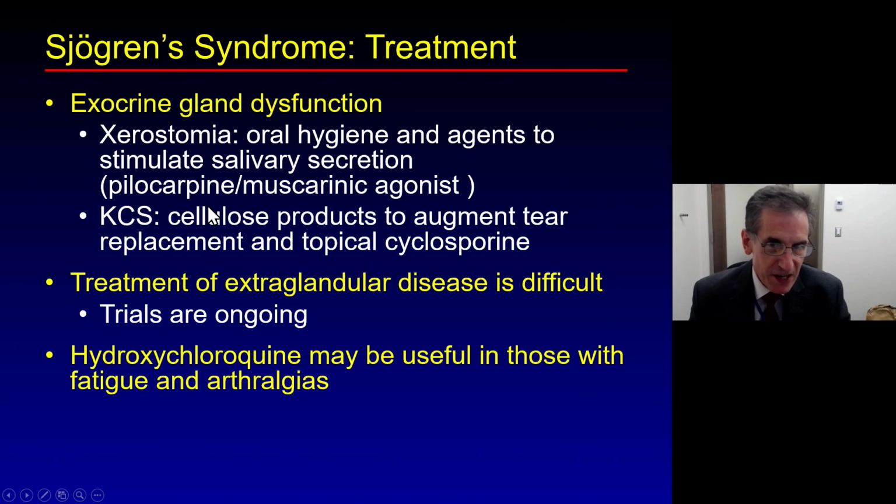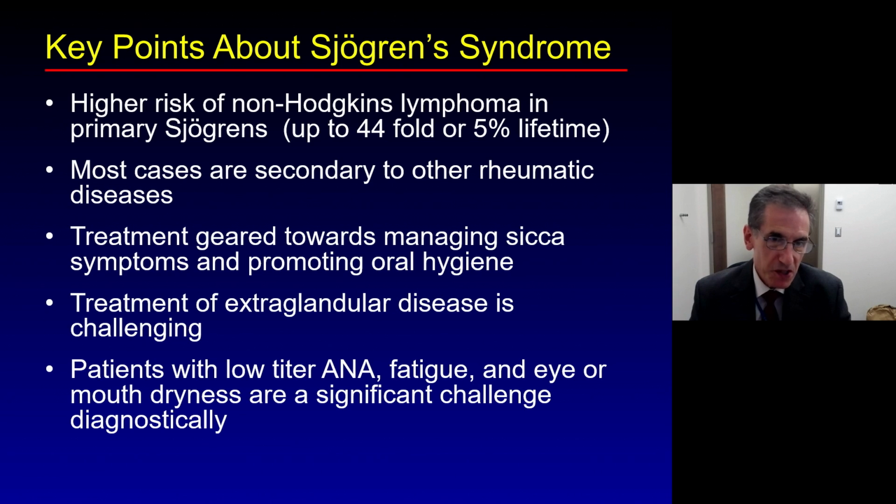These are muscarinic agonists. Treatment for extraglandular disease is difficult, but there are multiple ongoing trials. Drugs like hydroxychloroquine may be useful in those patients who have arthralgias, joint pain, and fatigue associated with Sjogren syndrome. So the key points about Sjogren's: there is a higher risk of non-Hodgkin's lymphoma, about 5% lifetime risk over the normal. Most cases are secondary to other rheumatic diseases.